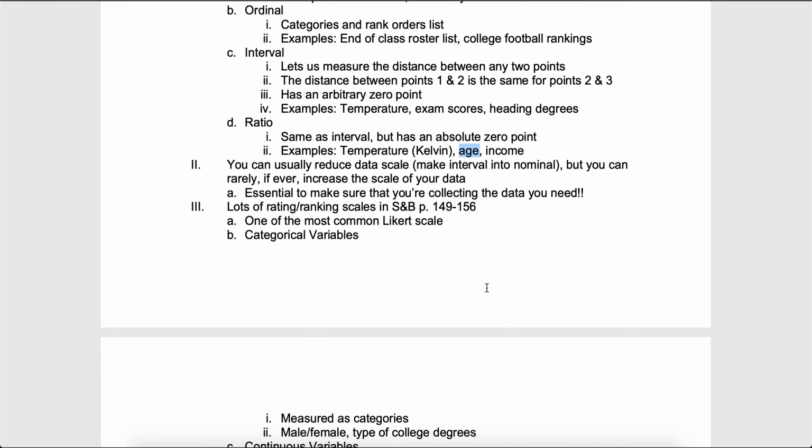Make sure you're collecting the data that you need. So make sure you define what data do I need to collect to answer my research question. That's why we did the hypothesis and research question first, and then we go from there. There's some rating and ranking scales that would be helpful to you.